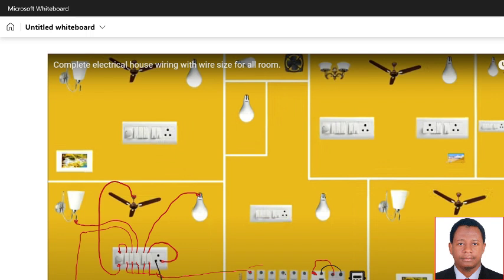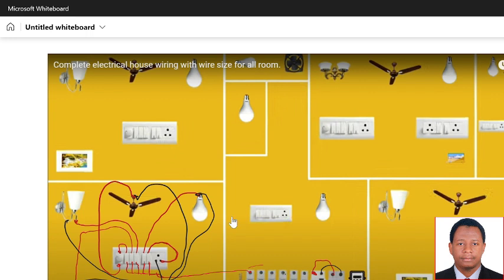It's going to connect from this terminal, and take the neutral to be connected from here. The same neutral is going to be connected to this terminal. The same neutral is going to be connected to this terminal. The neutral again is going to be connected to this terminal. Now I have already finished this room.